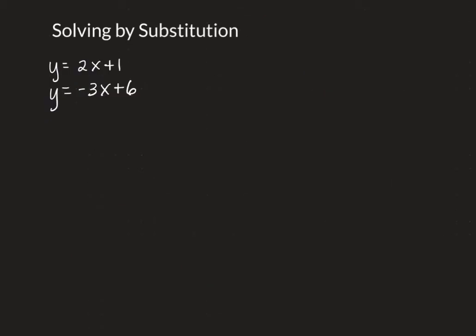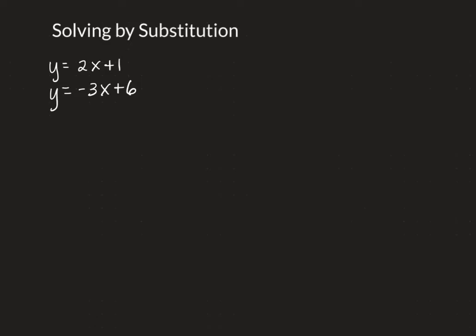Let's return to the first system of equations at which we looked. y equals 2x plus 1, and y equals negative 3x plus 6. We solved it graphically, or I solved it graphically, okay. But we can also solve this by substitution. So if you take a look, each of these equations has already been solved for y. So pick your favorite and do the substitution.